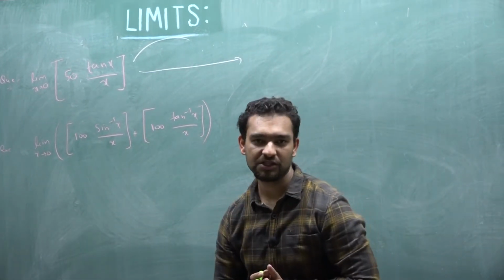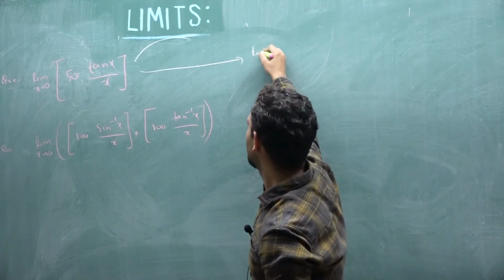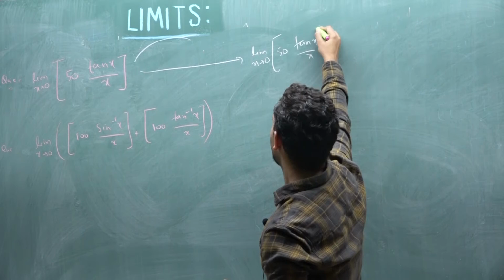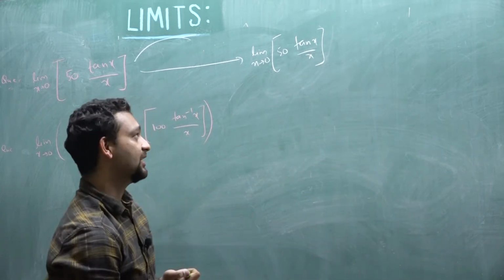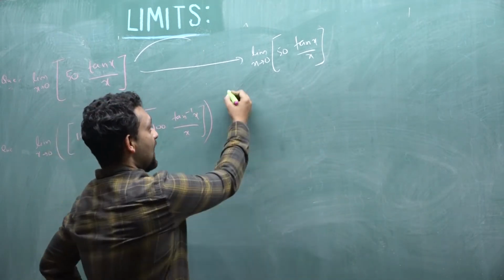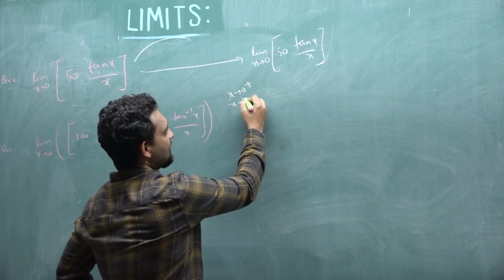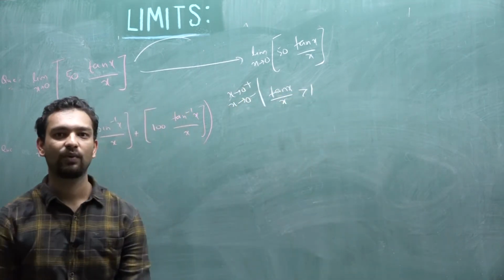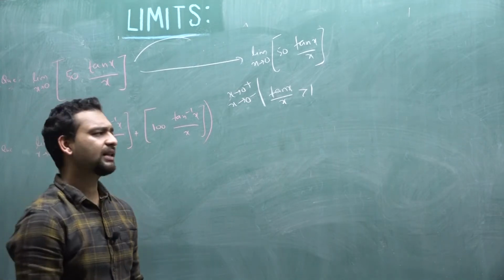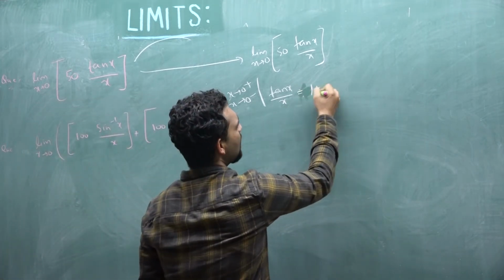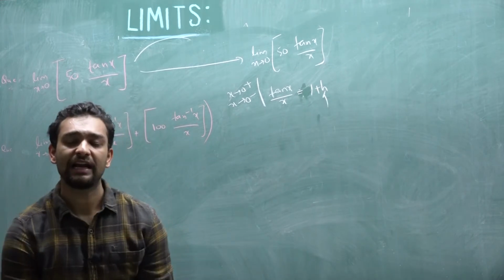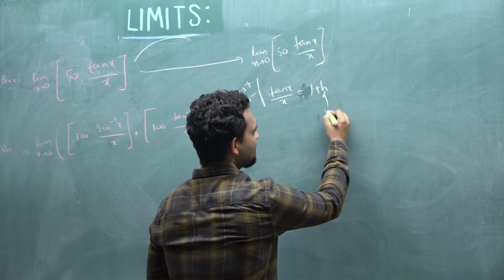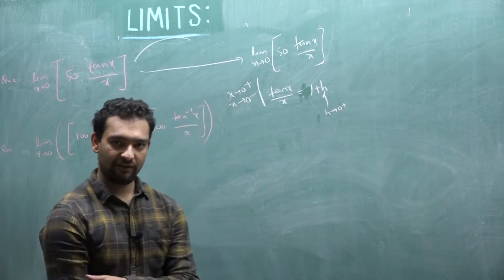Just remember the previous questions we have done. What we have is limit x tending to 0, 50 tan x by x, and it is inside the greatest integer function. As x is tending to 0 plus or x is tending to 0 minus, what we learned is tan x upon x is always greater than 1. It is just slightly greater than 1, or you can write this as 1 plus h, where h is an infinitesimally small positive quantity.